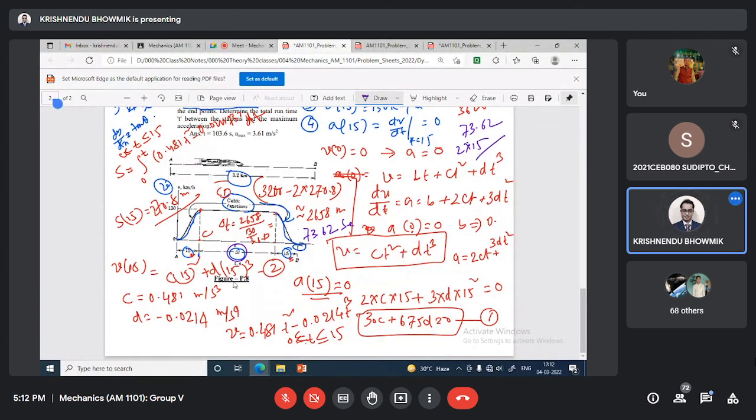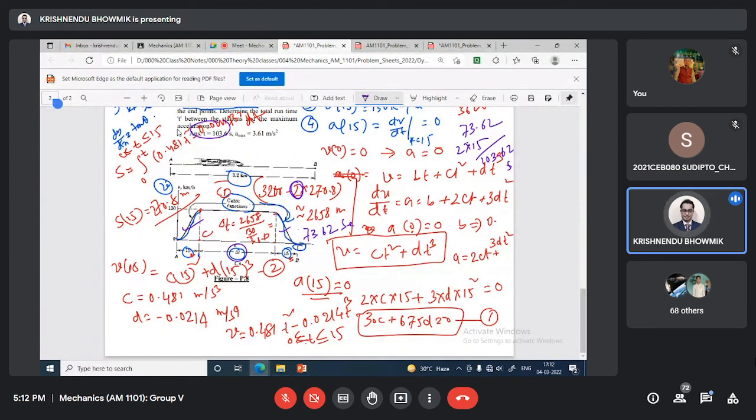Why have I multiplied here by 2? Because these are symmetric, same distance travelled. So if you add this, total time will be 103.62 seconds. So total time we got.